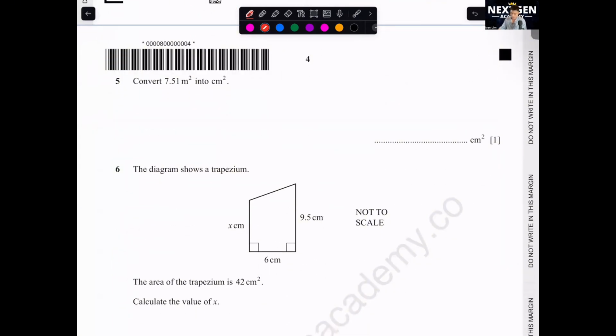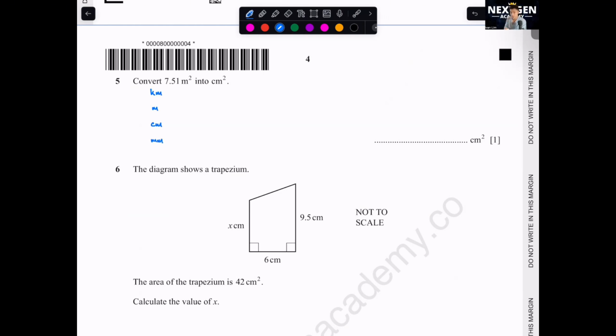Convert 7.51 meter square into cm square. Okay, conversion of units. What I observe is that normally there's at least one question on conversion of units: length, area, and volume. What we can apply for this, I call it the 3-to-1 conversion, or 3-to-1 blast off. What's the 3-to-1? You write km, meter, cm, mm.